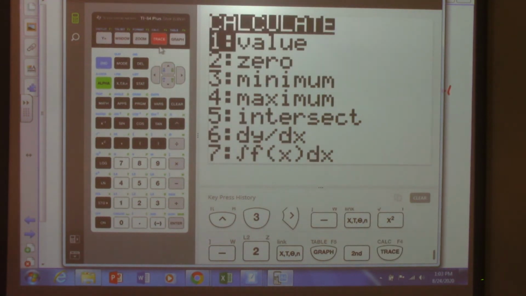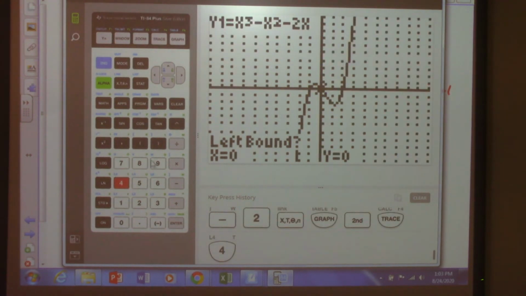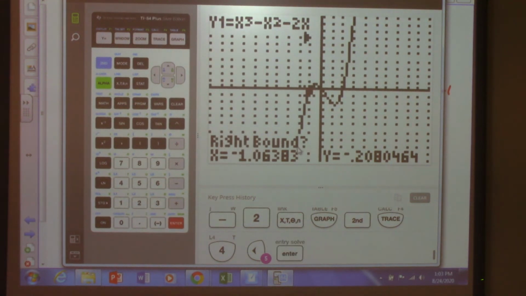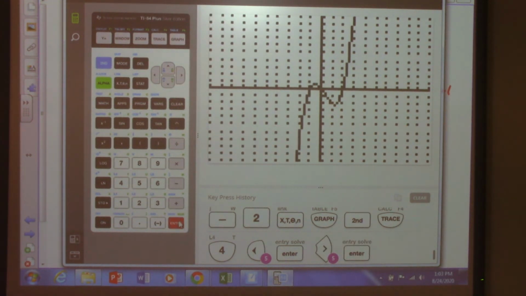Okay, go to second trace and you go to maximum. Okay, we want to find this maximum. Do you see where it says left bound? Yeah. Okay, what we're going to do is, it says left bound, we have to go to the left of the vertex like this. And once we're there, we press enter. And now we see the question mark, right bound. We go to the right of the vertex and press enter twice.